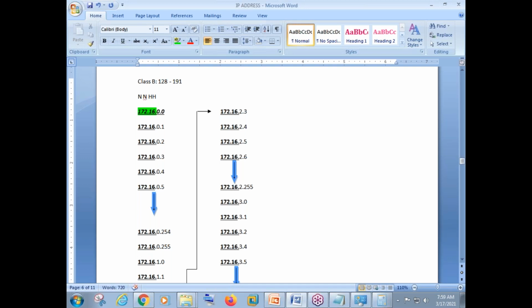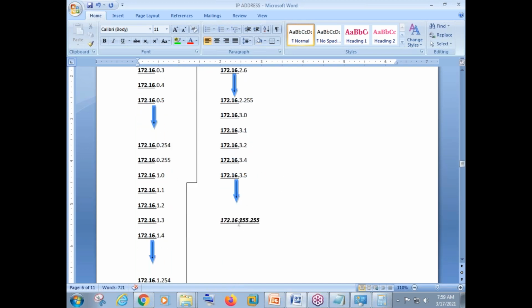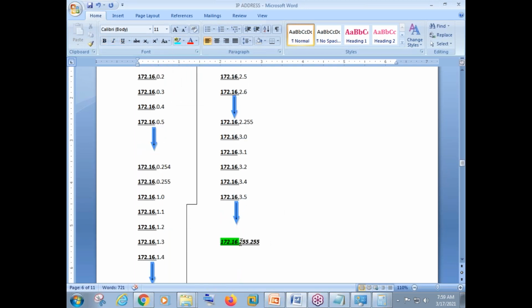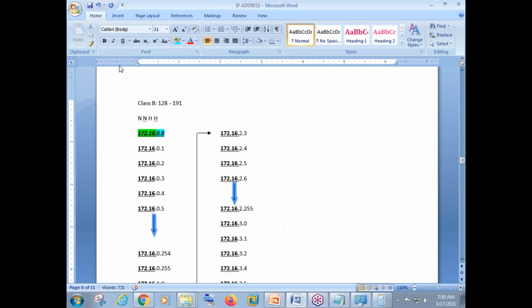So the starting two octets are there in the network portion. These two octets should be the same in all the devices. Say 172.16.0.0 up to 172.16.255.255. So 0.0 is the first address, and 255.255 is the last address. In class B, we cannot change our second octet because the second octet is also part of your network portion. Network portion should not be changed and host portion should be changed.